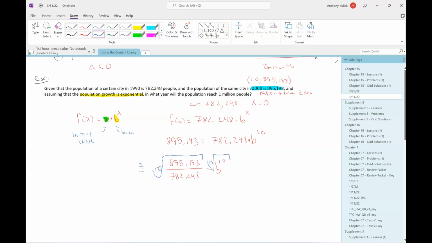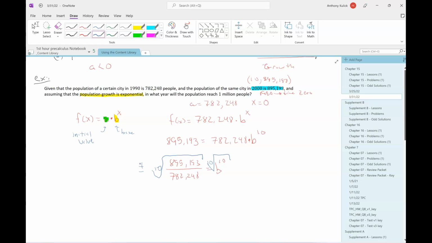You don't have to have an i there? Nope, not for an odd root. And that's because if you multiply 3 negative numbers together, you get a negative. So it's perfectly reasonable that you can take the odd root of a negative, right?